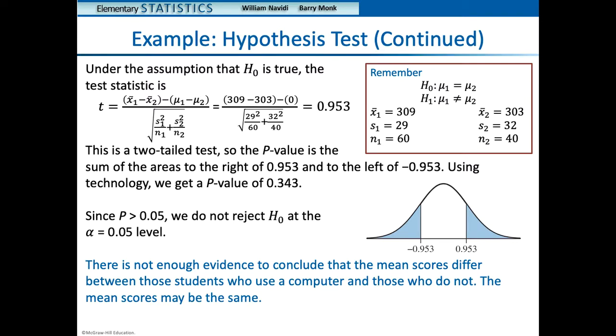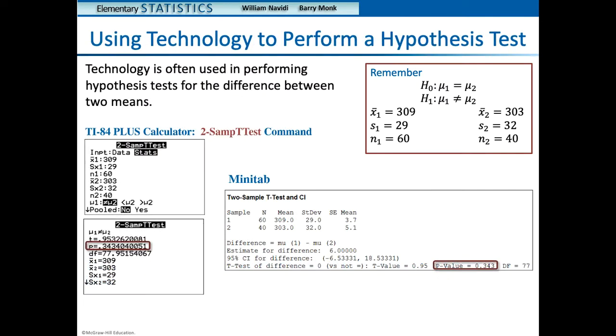So that covers the basics of how to do a hypothesis test for the difference between two means using independent samples. We'll just briefly touch on how to use technology. This shows a readout from Minitab. We don't really cover Minitab in this class, but that is another tool that can be used for hypothesis testing.